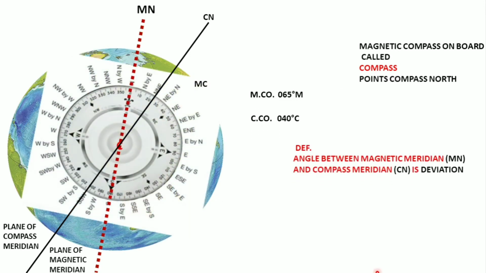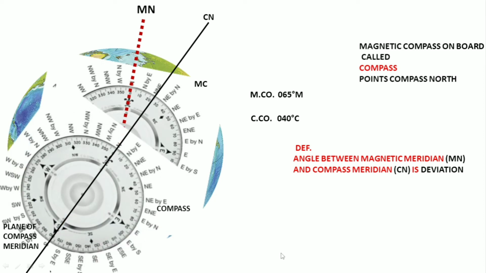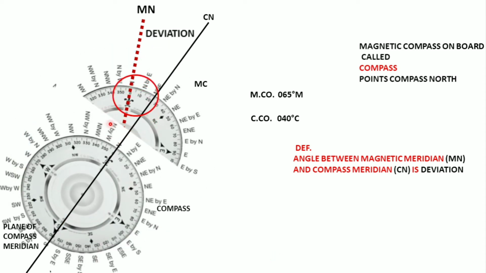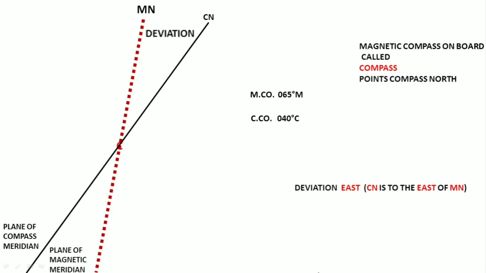So the angle between magnetic north and compass north, which is the difference between these two readings, 25 degrees, is called the deviation. You can see here, compass north is pointing like this, true north is pointing here, magnetic north was pointing here. The difference between these two is about 25 degrees. The deviation is said to be east if compass north is to the east of magnetic north.